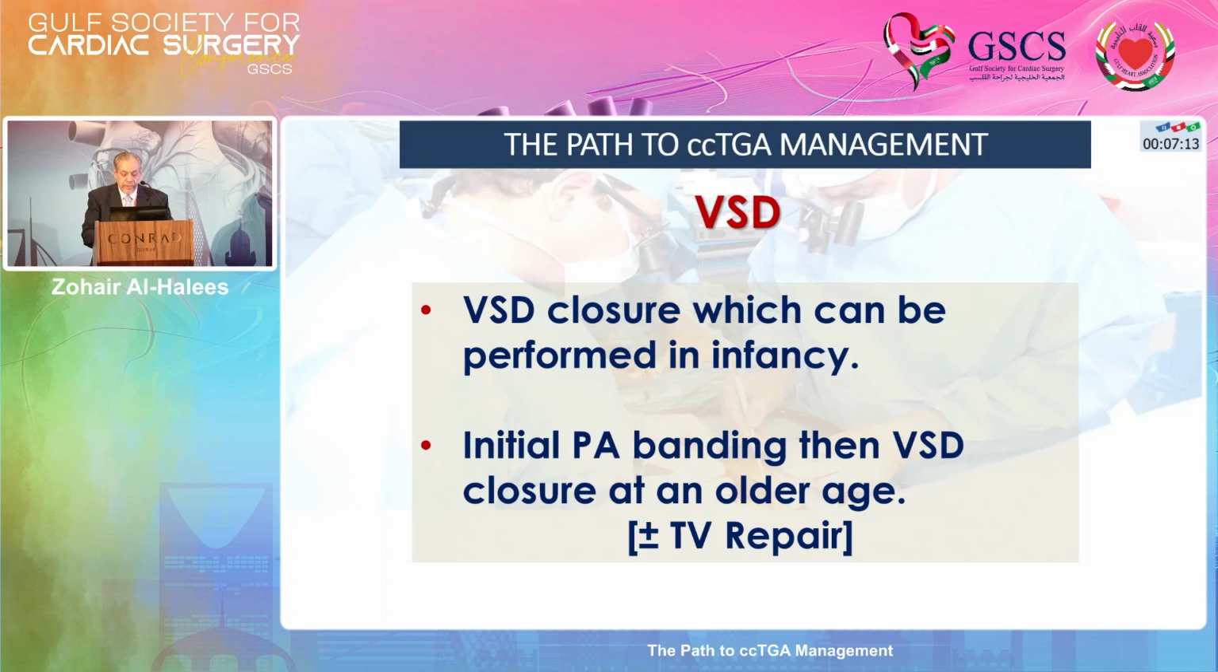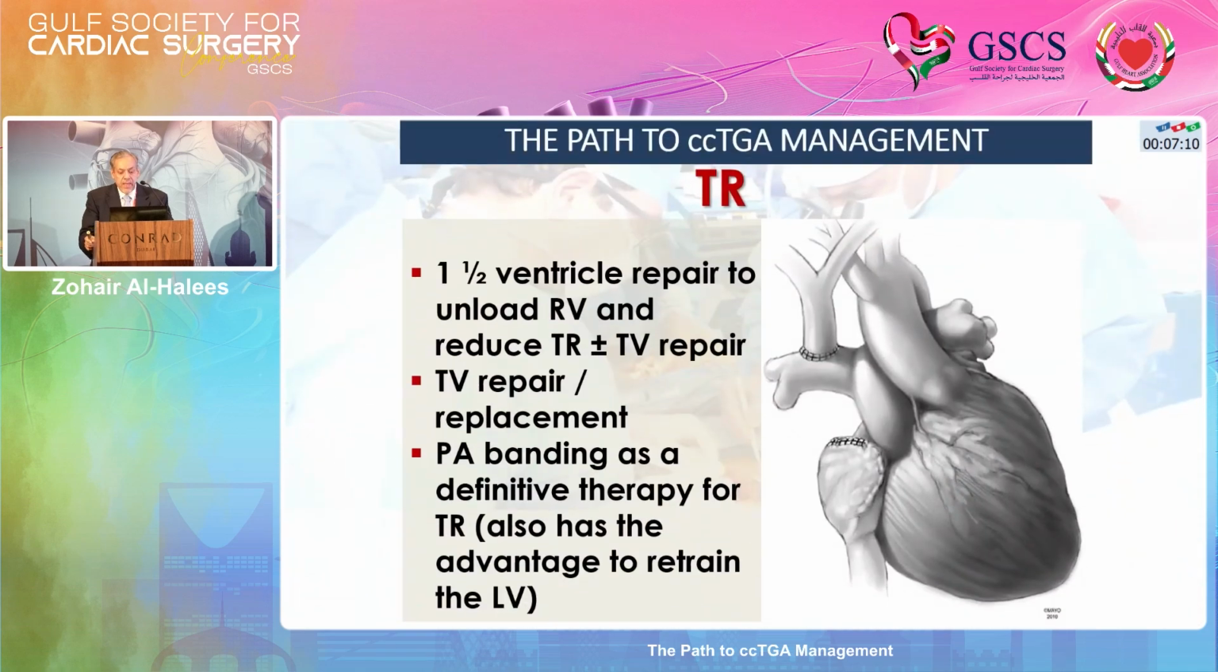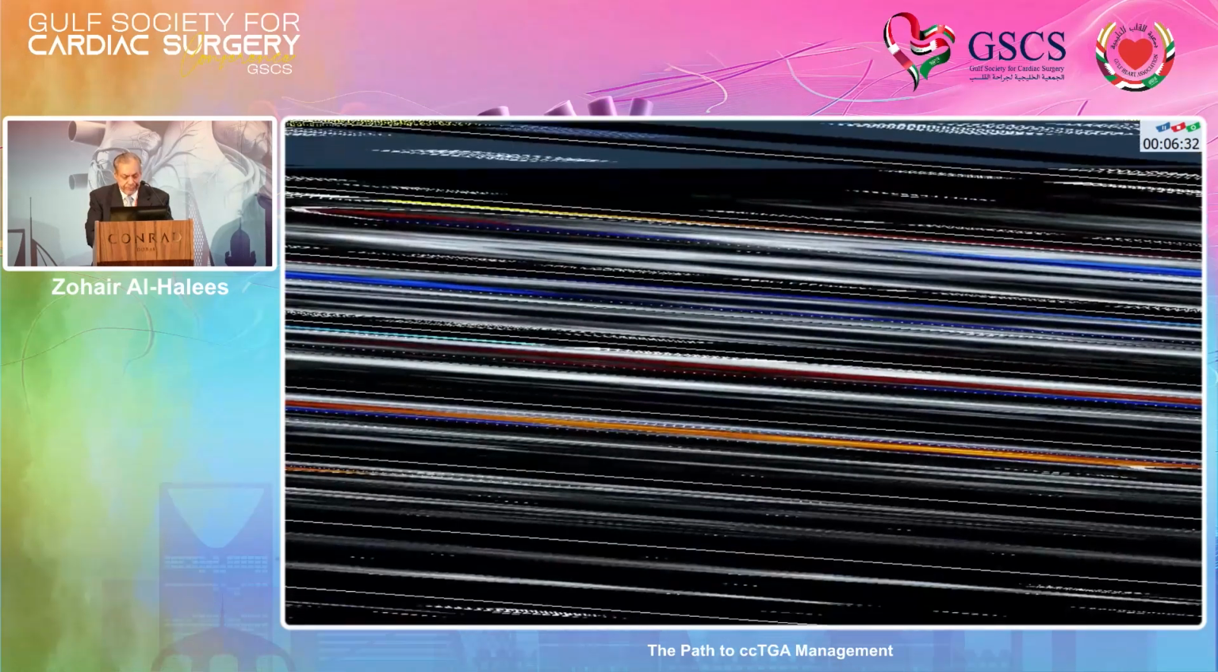However, we have the option of an initial pulmonary artery banding, then VSD closure at an older age, and at the same time doing tricuspid valve repair if needed. In patients who have significant tricuspid valve regurgitation, we have many options. We can do a 1.5 ventricle repair to unload the right ventricle and reduce the tricuspid valve regurgitation. We may add some tricuspid valve repair. We also have the option of repairing or replacing the tricuspid valve. And we have the option of banding the pulmonary artery, so we can shift the septum and reduce the tricuspid valve regurgitation. This approach of pulmonary artery banding has the advantage of retraining the left ventricle.